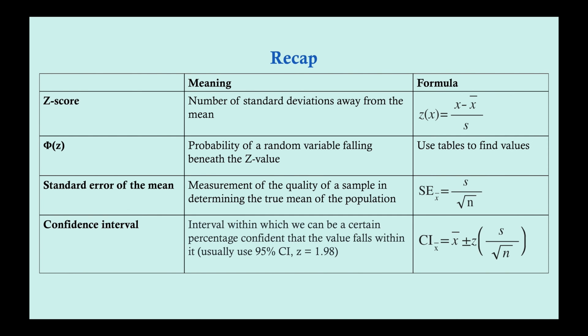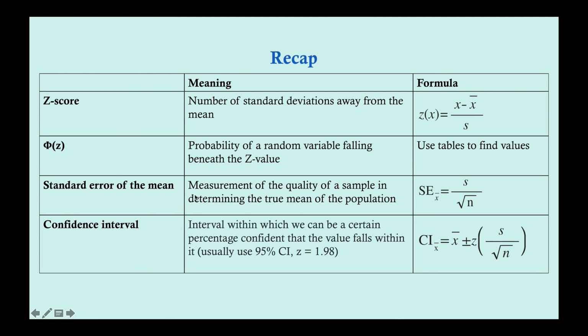So just to recap, remember your z-score is the number of standard deviations away from the mean. That's just your value that you're trying to find the z-score on minus the mean divided by the standard deviation. This phi of your z-score is the probability of a random variable falling beneath the z value, and you use your tables to find that.